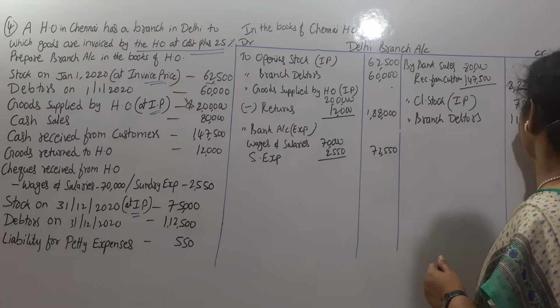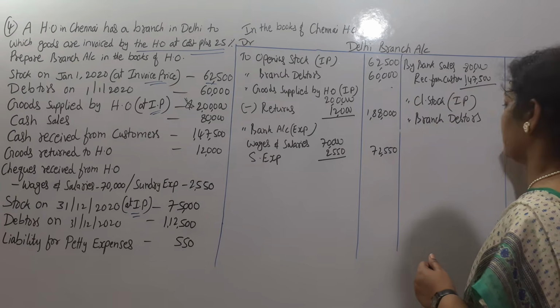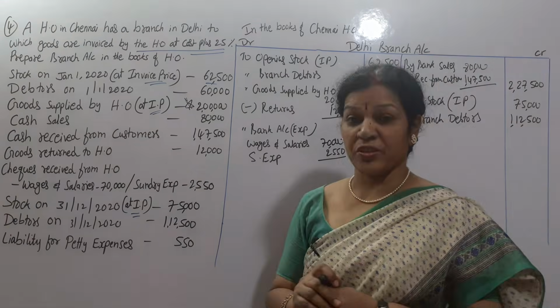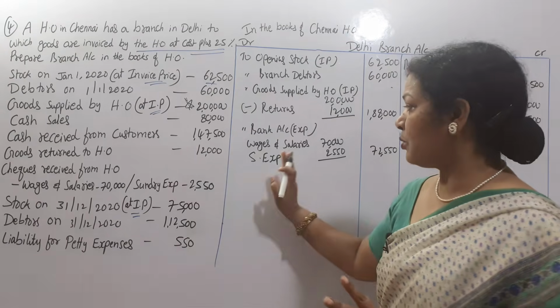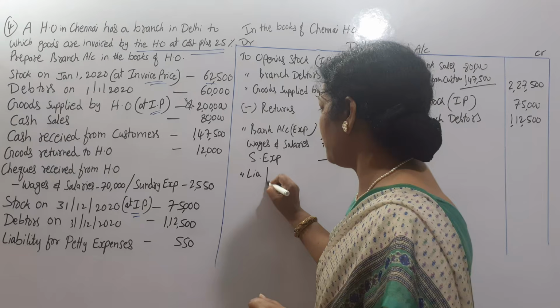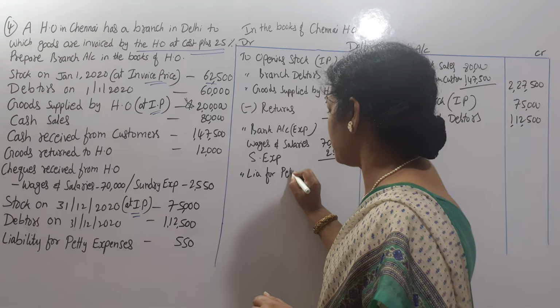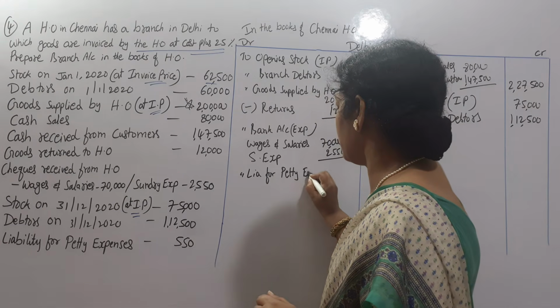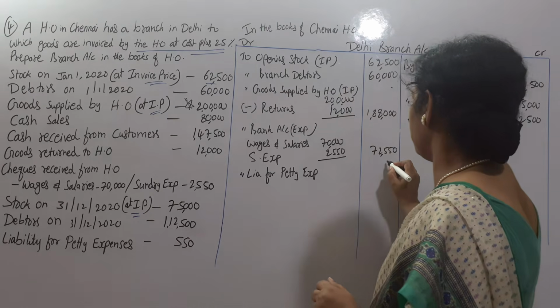$1,12,500. After that, liability for expenses, petty expenses. So this is expenses only. You can say it as a liability for petty expenses. 550.